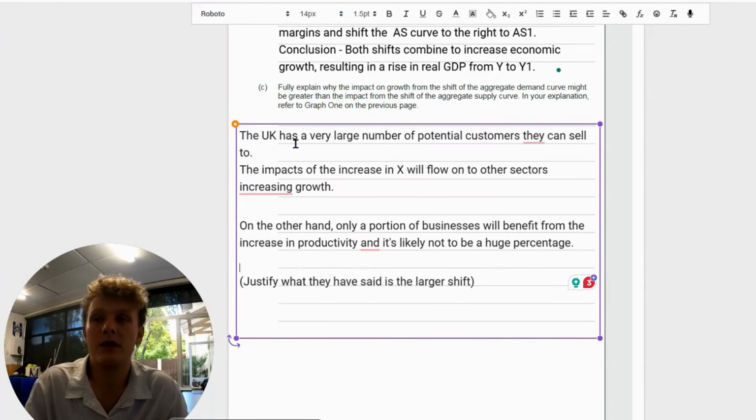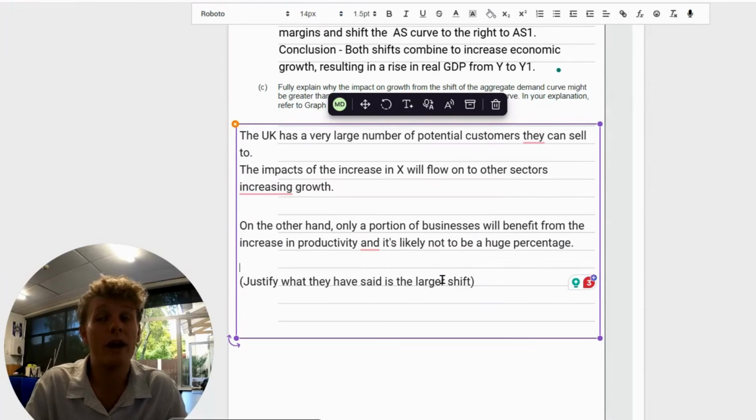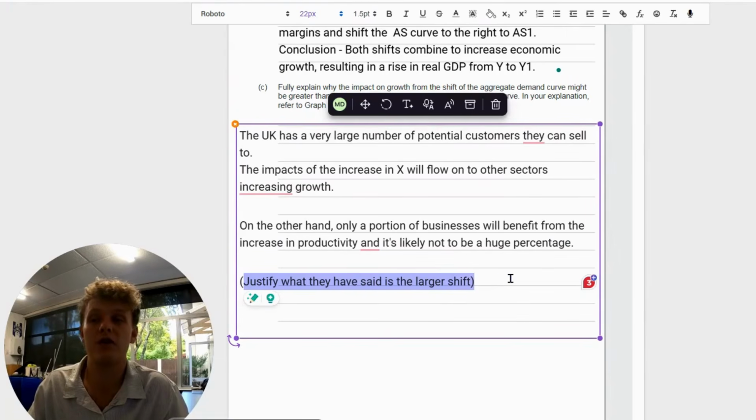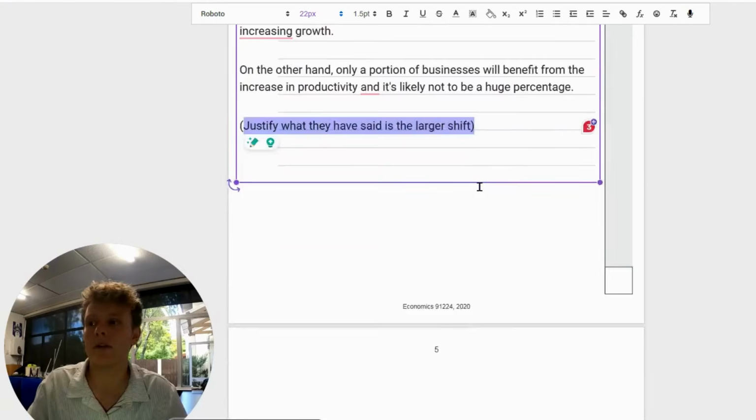So a lesson that you can learn from this is it's not quite obvious actually what the answer is all the time. And so you need to justify what they have said is the larger shift. If they tell you something's the larger shift, then it is the larger shift, and it's your job to justify that. It's not to disagree with them. That wouldn't get you any extra marks, disagreeing. Let's keep going.